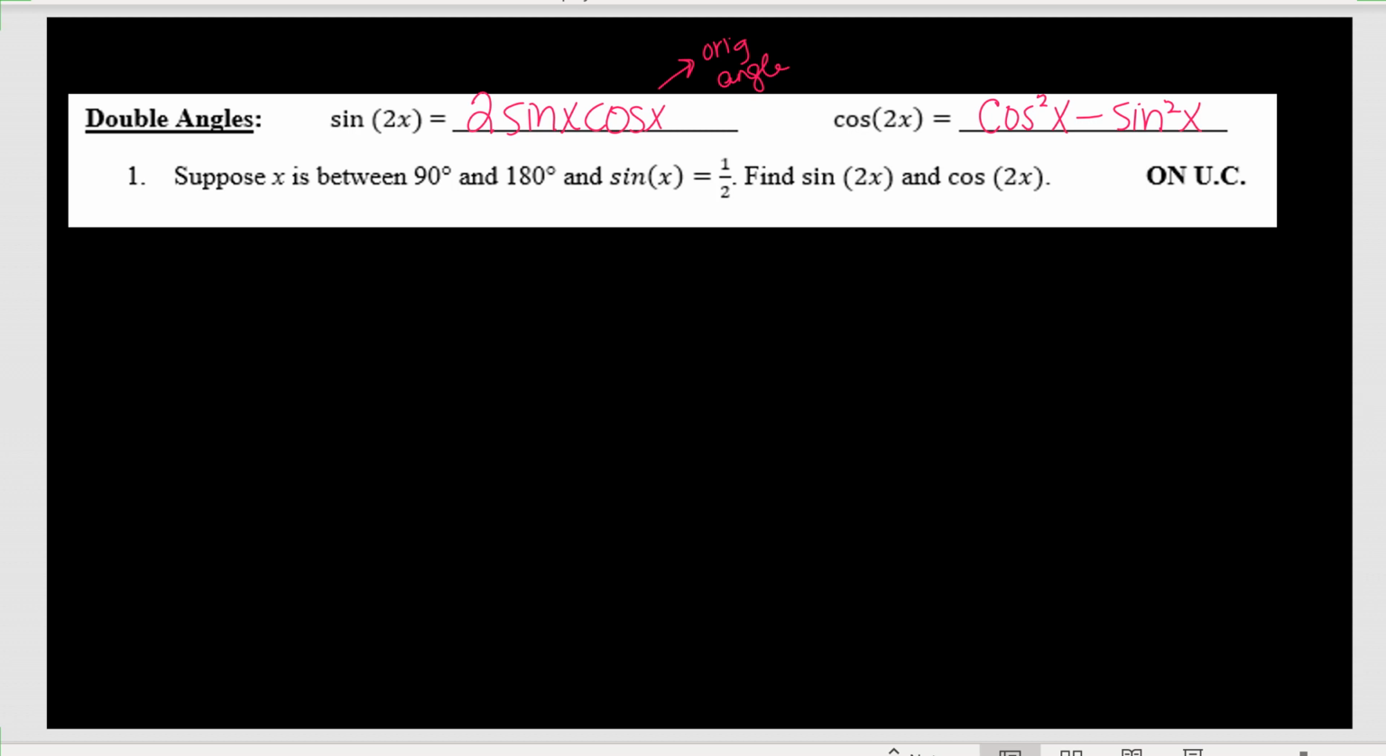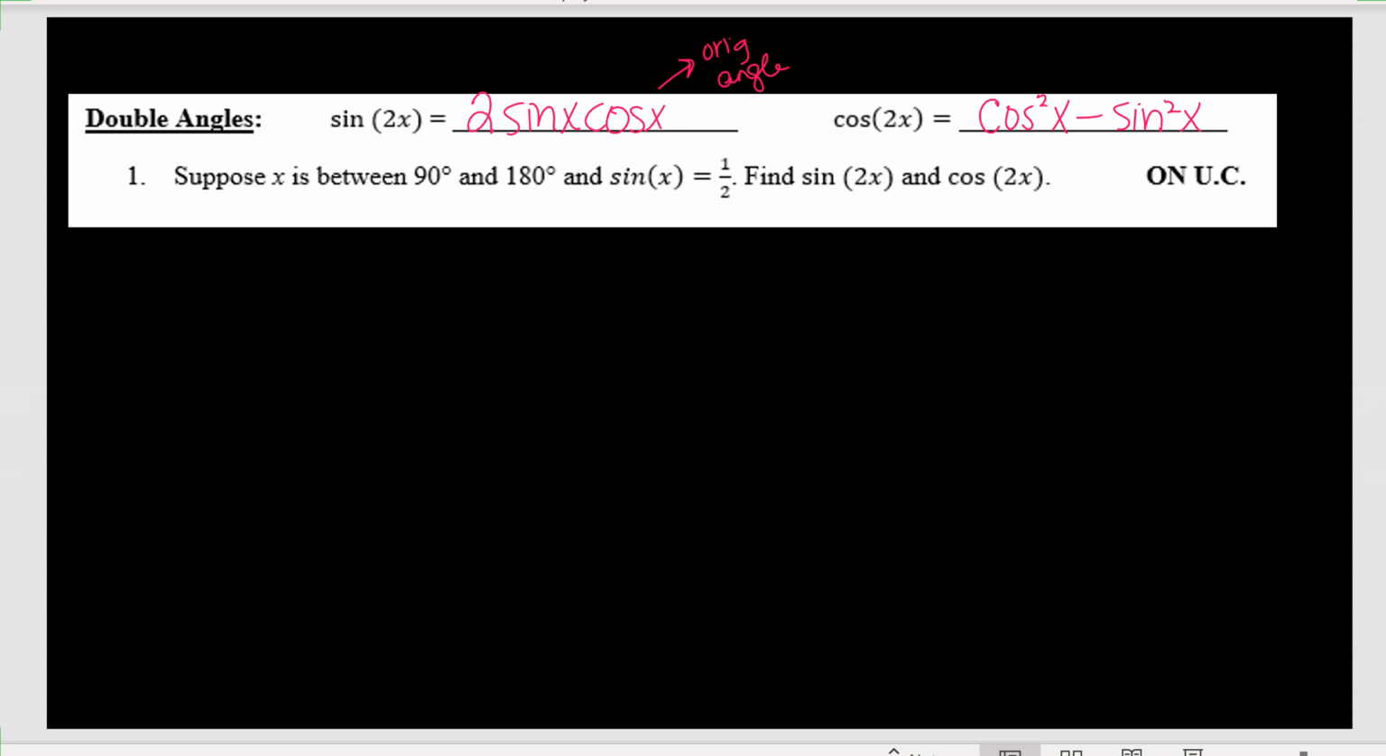Alrighty. Our first example is on the unit circle, which means it's really easy. If we know the original angle, then all we have to do is double that radian or double that degree and find that value on the unit circle, and we're done. But we're going to practice using the formulas.